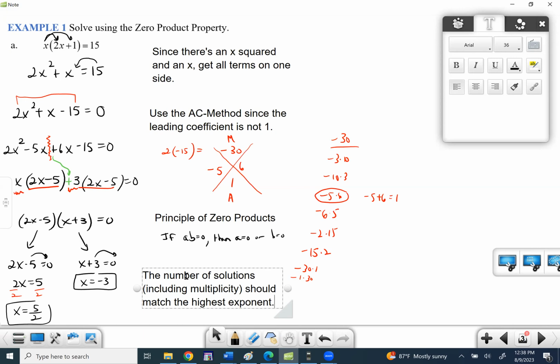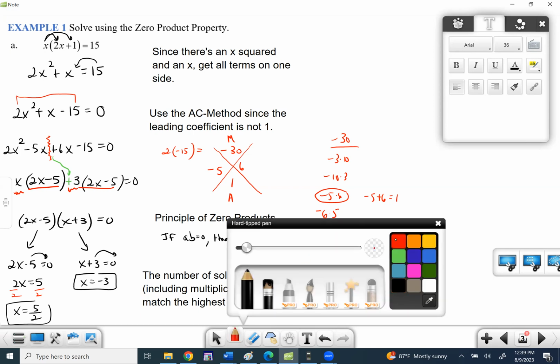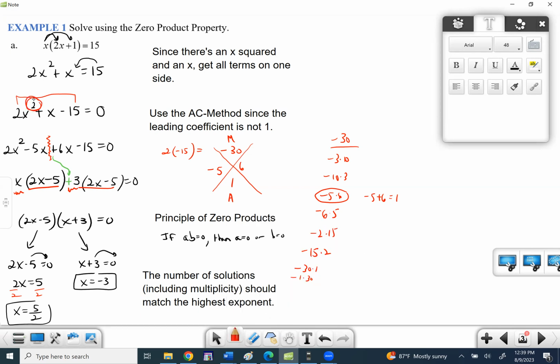So this is going to help you catch yourself if you've made some errors. You're going to say, okay, well, I got 2 answers. And you'll go up here and say, okay, how many answers am I supposed to get? Well, the highest exponent is 2, and we got 1, 2. Okay, I got them all. I'm not missing one. Usually it's the case that people are missing one.